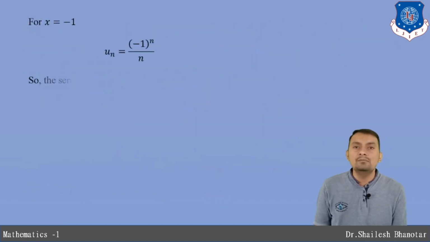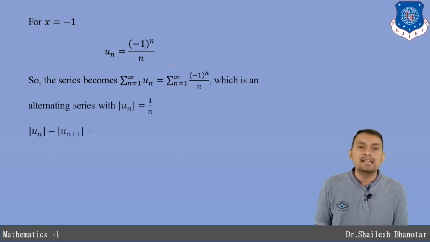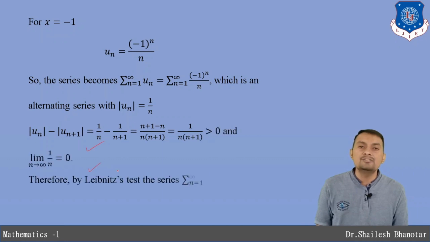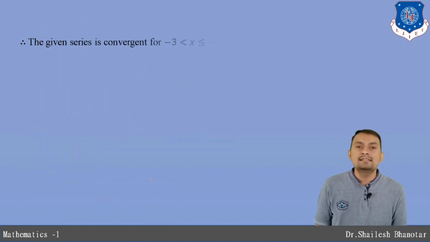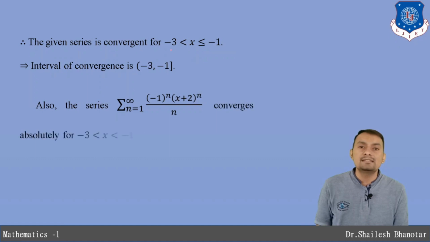And what about x = -1? Then u_n will be this one, and this is the alternating series test. According to the Leibniz test, the first condition is satisfied and the second condition is also satisfied. So this series is convergent when x = -1. Our conclusion is that for -3 < x ≤ -1 the series is convergent, otherwise it is divergent, and therefore the interval of convergence is -3 to -1. So we can conclude that the given series is absolutely convergent for this range.